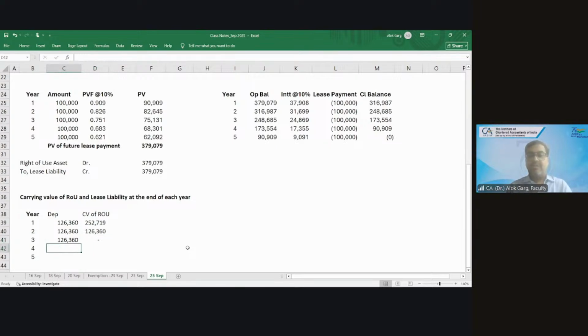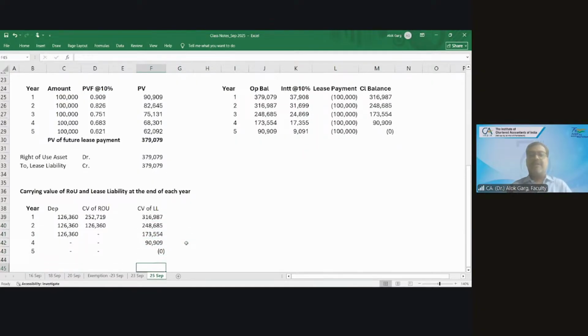And what about fourth year and fifth year depreciation? 0, 0. The carrying value is 0, 0. What is the carrying value of lease liability? At the end of the first year, this. Second year, third year, fourth year, fifth year. This is your carrying value of lease liability.